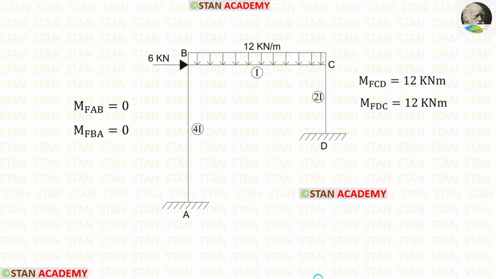Since this is a sway type frame, we have to find the horizontal reactions in the points B and C due to the fixed end moments and the loads. In the column AB, there are no loads. Also, the fixed end moments are 0. So, the horizontal reaction in the point B will be 0. In the column CD, there are no loads, but we have the fixed end moments due to the displacement. So we have to find the horizontal reaction in the point C due to these two fixed end moments.